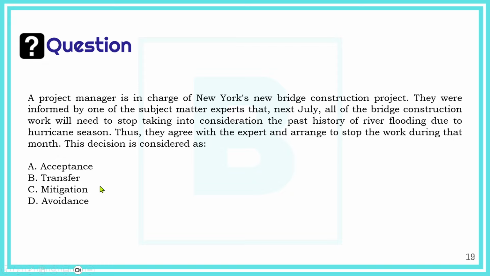No, that didn't happen. The project manager didn't mitigate. Didn't say, you know what, we will continue the work, but we'll take measures, for example, having some sandbags around us to stop the flood from coming to us. No, it didn't say that. The project manager said, yes, I agree, I will stop the work during July. So that's avoidance.